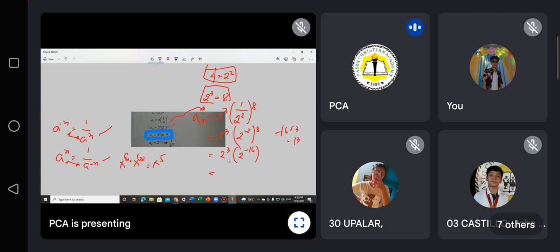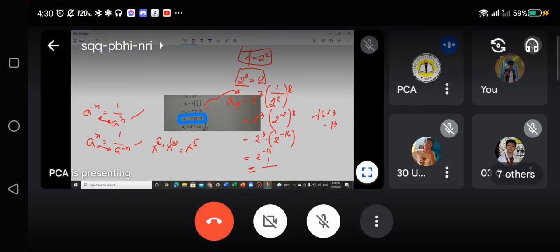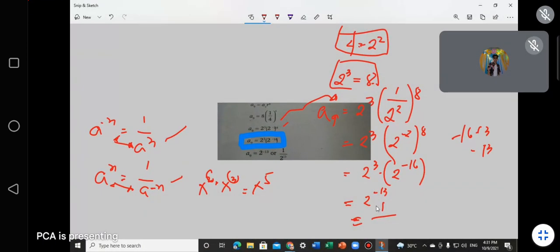Okay, why am I actually adding 3 and negative 16? Because this is multiplication in between, right? Okay, and then 2 raised to negative 13. And then if you want that to be expressed in a positive exponent, you bring it down again, no? Of course, as the multiplicative identity of any number, it's 1 over 2 raised to 13. That is your answer. If you want to convert that into a decimal, then you may do so, no? 2 raised to 13 is something big. 1 over that number is a decimal, huh?